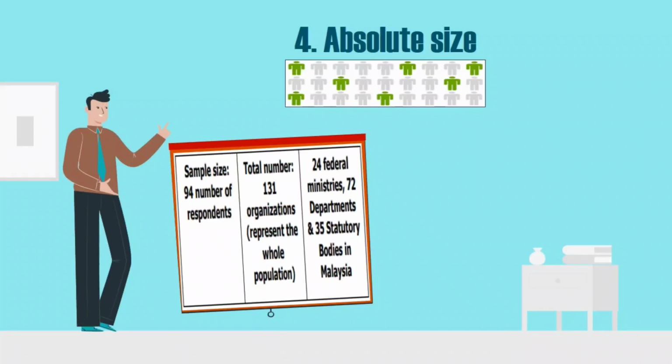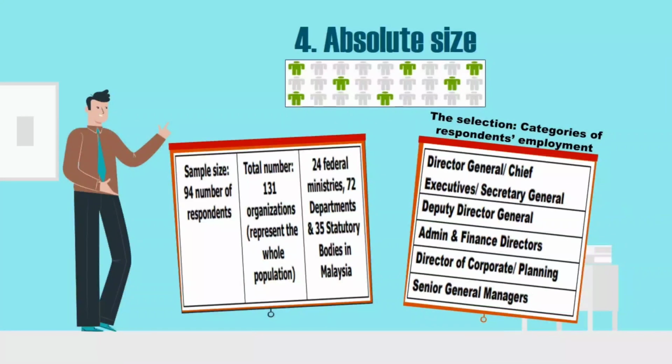The total number of organizations is limited to 24 federal ministries, 72 departments, and 35 statutory bodies in Malaysia. Then the selection of the organizations will be divided into categories of respondents' employment, which includes Director General, Chief Executives, Secretary General, Deputy Director General, Admin and Finance Director, Director of Corporate or Planning, and Senior General Managers.